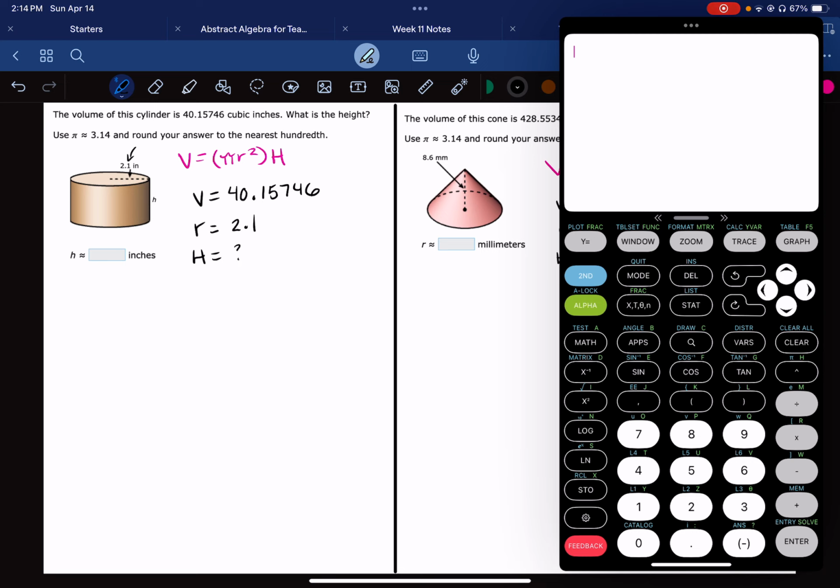Now that we know these values, we're going to replace the letters that we know with the numbers that they represent. So we're going to rewrite. Instead of V, we're going to put 40.15746 is equal to 3.14 times 2.1 squared, because that's the radius, times the height of the cylinder.